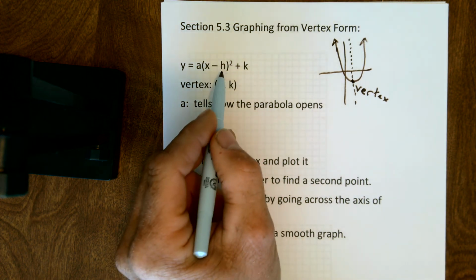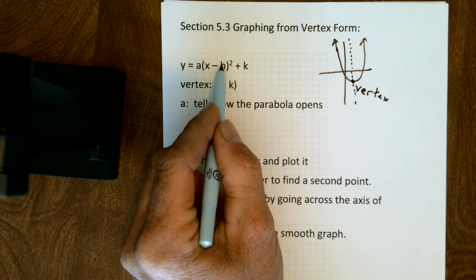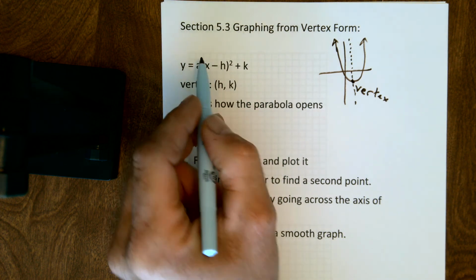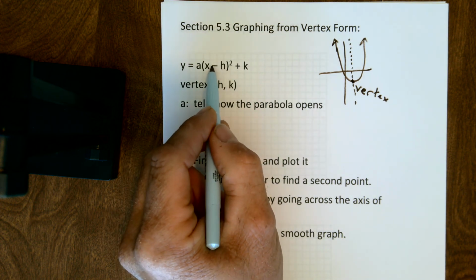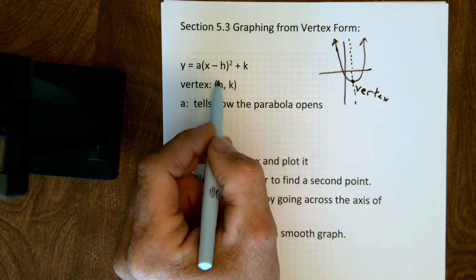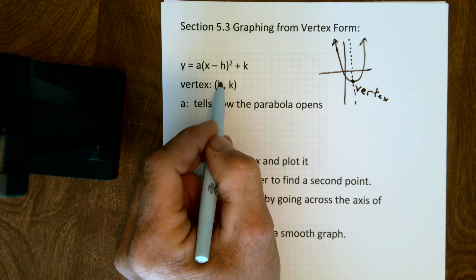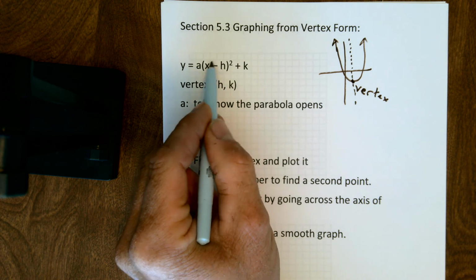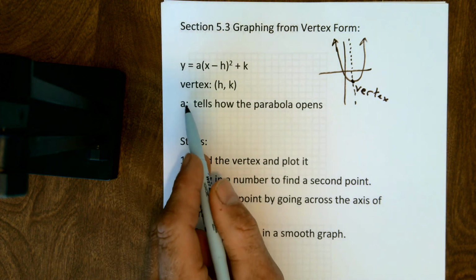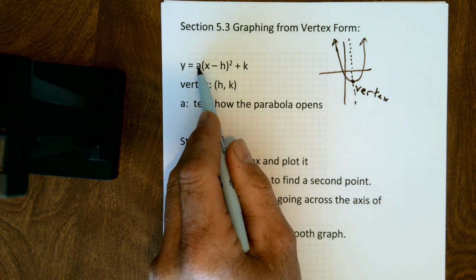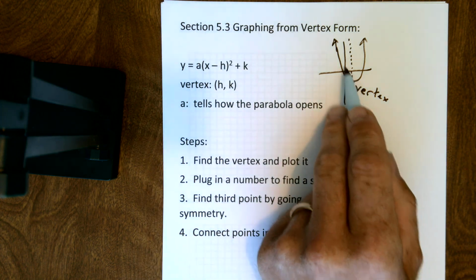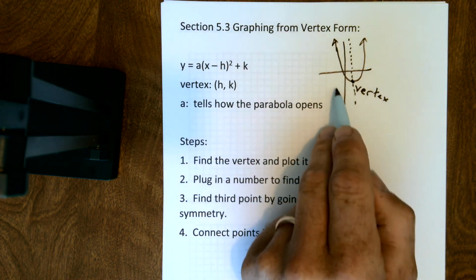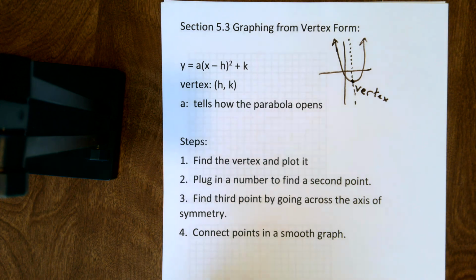So our vertex is going to be this h value plus k. Something you need to remember is if this was a plus h in here, the vertex would be a negative. So we're always going to take the opposite of what's with x here, and then our k value. A is going to tell us how it opens. If a is positive, we know it's going to open up. If a is negative, we know it's going to open down.